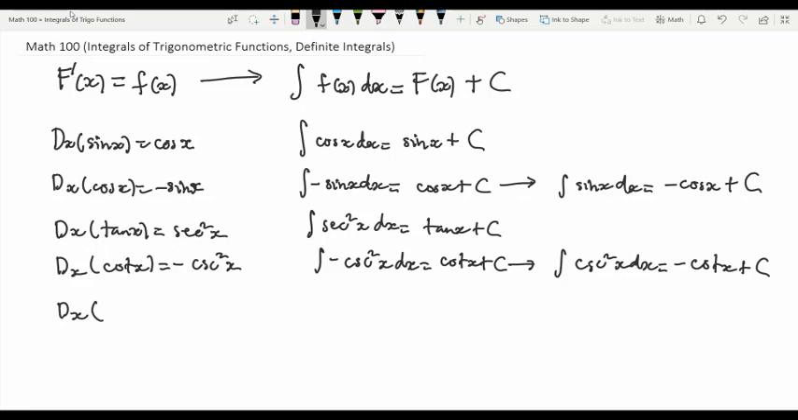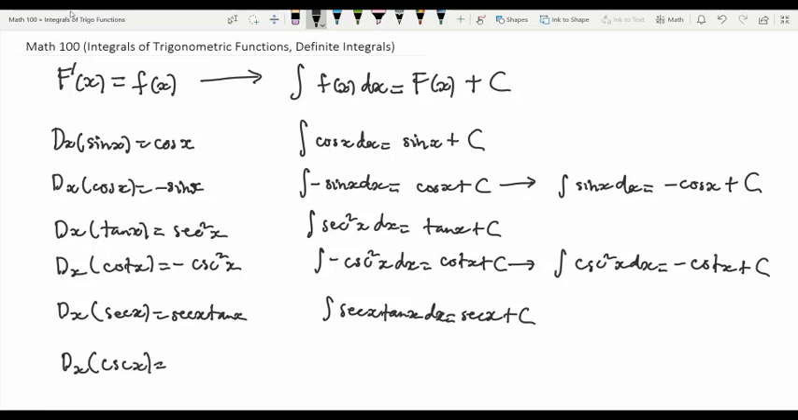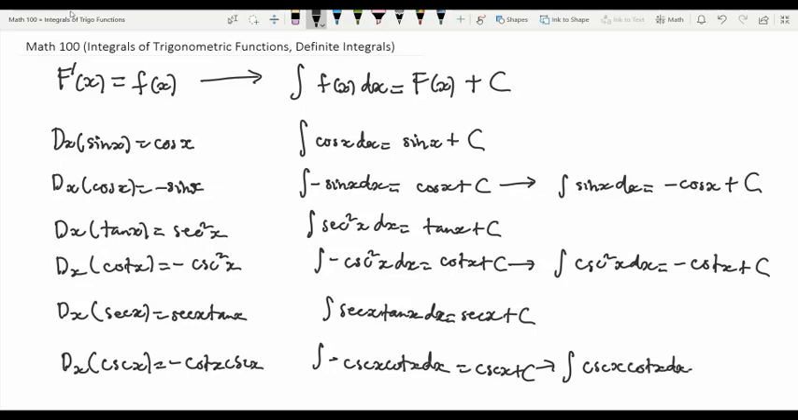Next, we have the derivative of secant x. So this is secant x tangent x. So we have the integral of secant x tangent x dx is secant x plus some constant c. And lastly, we have the derivative of cosecant x, which is negative cotangent x cosecant x, or negative cosecant x cotangent x. So we have the integral of negative cosecant x cotangent x dx is cosecant x plus some constant c. Again, we put the negative on the indefinite integral, so this becomes the integral of cosecant x cotangent x dx is nothing but negative cosecant x plus c.